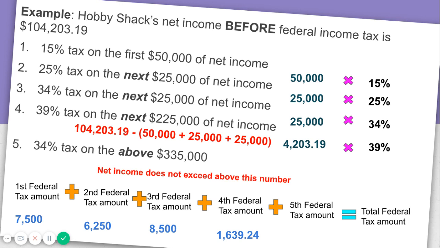On the last one, above 335,000, which in this case we don't have anymore, so it does not exceed this number, so our last one, we'll just put a 0. We add all of these to get our total federal tax amount of $23,889.24.